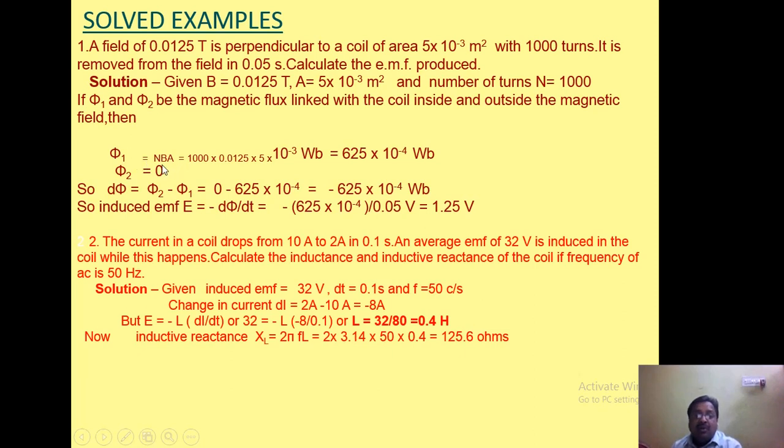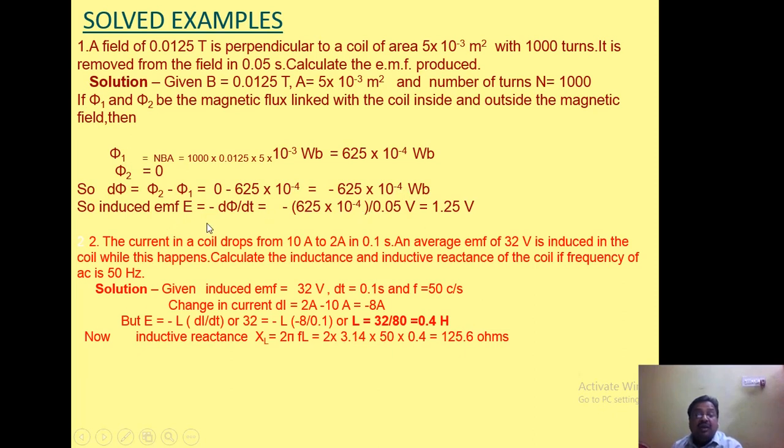NBA. For 1 turn it is BA, for N turns it will be NBA. Substitute the values for N, for B and for A. If you calculate, this value is 625 into 10 to the power minus 4 Weber in the beginning, and finally it will be 0 when it is taken out. When it is removed from the field, phi 2 will be 0. So the change in magnetic flux is phi 2 minus phi 1. It is 0 minus 625 into 10 to the power minus 4, that is minus 625 into 10 to the power minus 4 Weber.